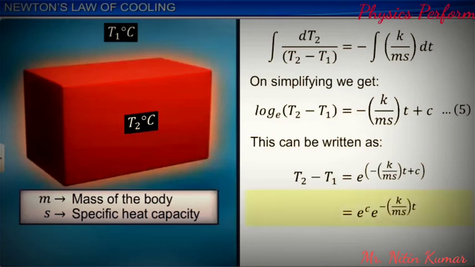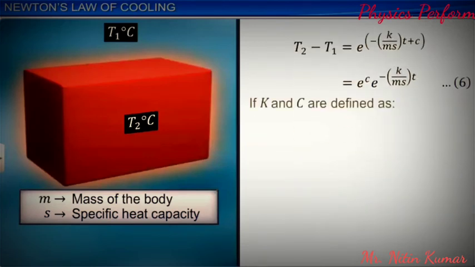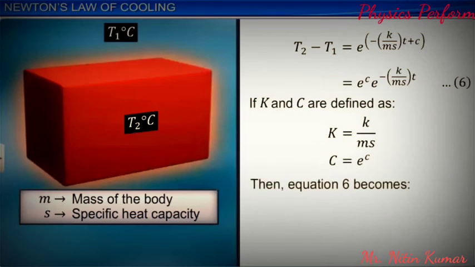If we define k equal to K by Ms and C equal to e raised to the power C, then equation 6 becomes T2 minus T1 is equal to C into e to the power minus kt. Or T2 is equal to T1 plus C into e to the power minus kt. Let this be equation 7.